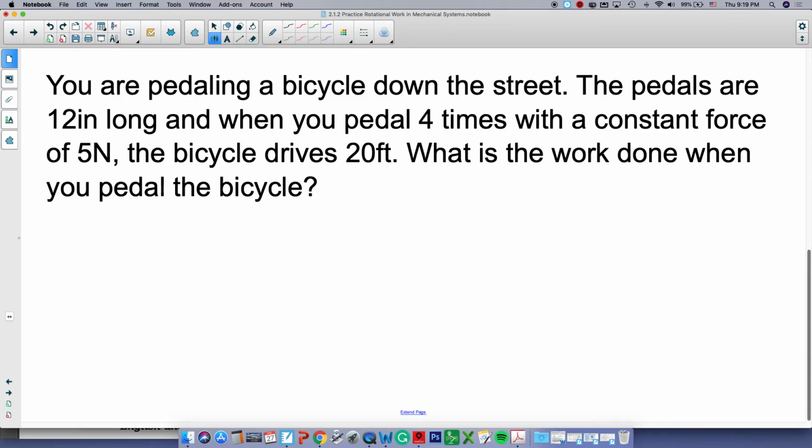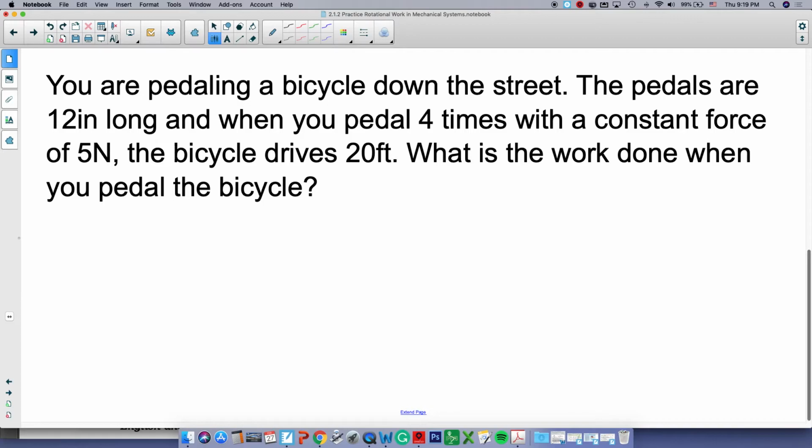Okay, so let's try this one. So pause the video for a little bit, give it a shot. It's pretty similar to the last one, and then we'll come back and I'll work through it. Alright, you're pedaling a bike down the street. Pedals are 12 inches long, and when you pedal 4 times with a constant force of 5 Newton, the bicycle drives 20 feet. What's the work done when you pedal the bicycle?